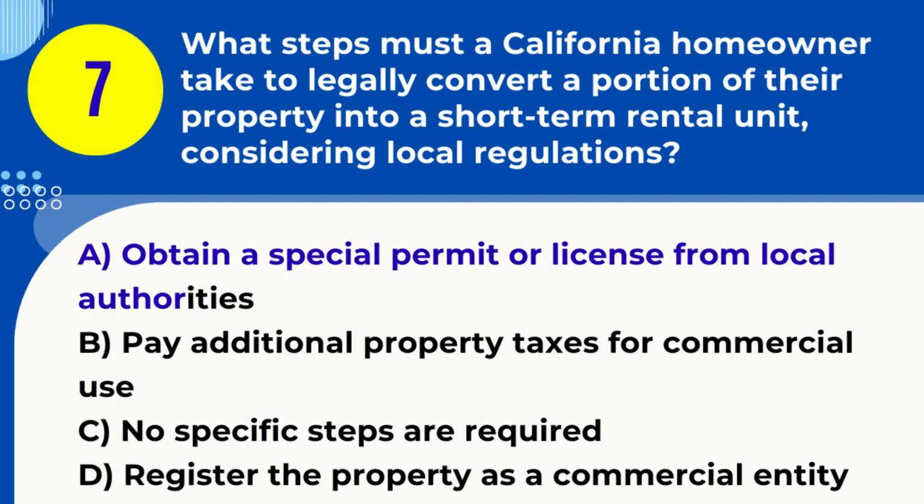Answer: A. Obtain a special permit or license from local authorities. Explanation: to legally convert a part of their property into a short-term rental unit in California, homeowners typically need to obtain a special permit or license from local authorities, complying with local zoning and housing regulations.